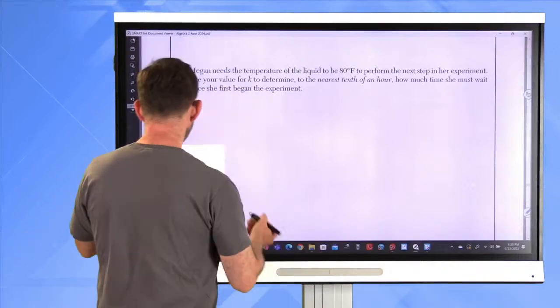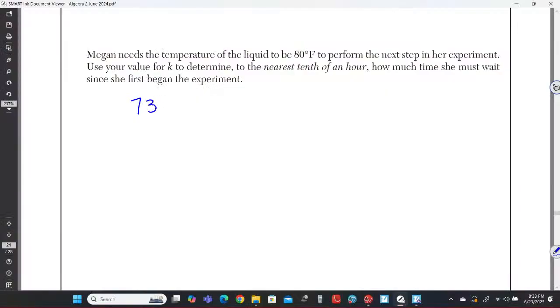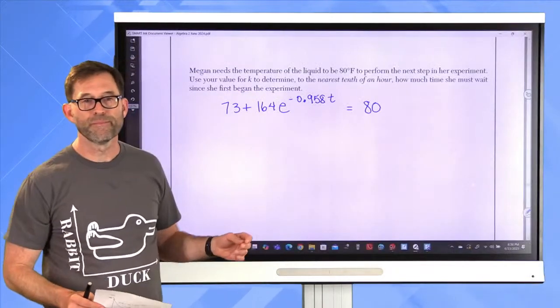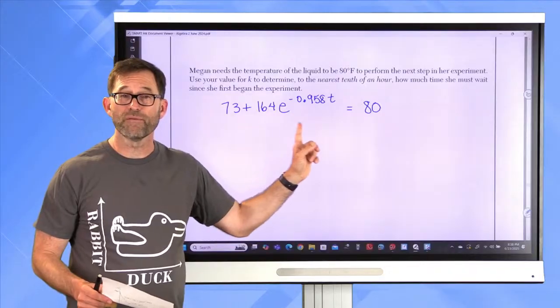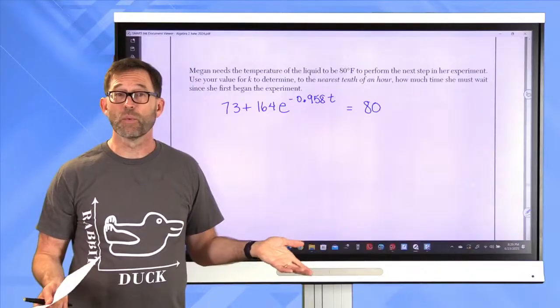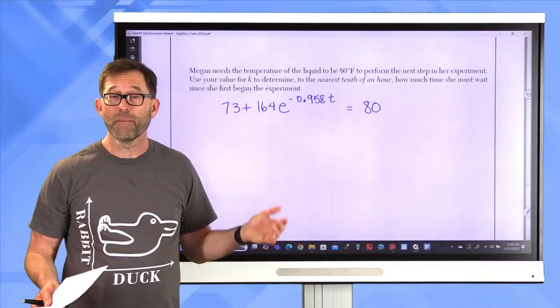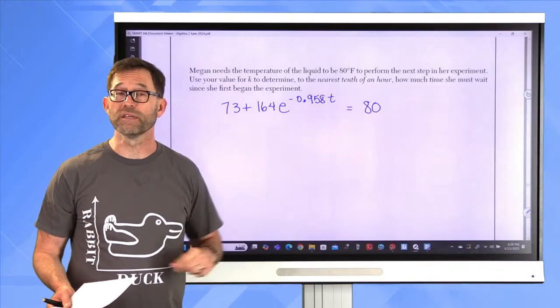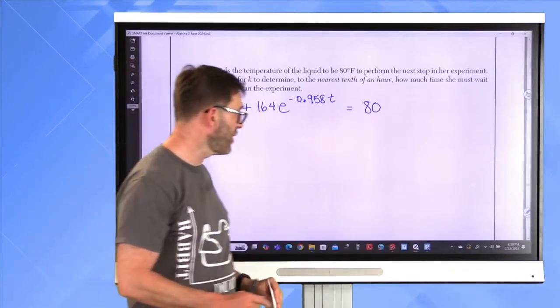Because really, what are you doing? You're actually trying to solve this equation. We're trying to solve that equation. So what makes sense to me is to graph this as one function, graph this as another function, and see where they intersect. This is just the temperature of the liquid as it cools down, and we want to find out when it's equal to 80. So let's get a graph and find that out.